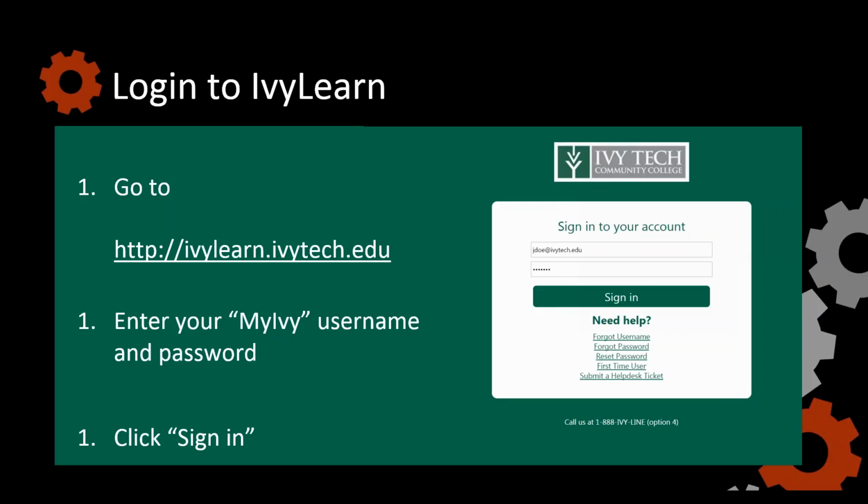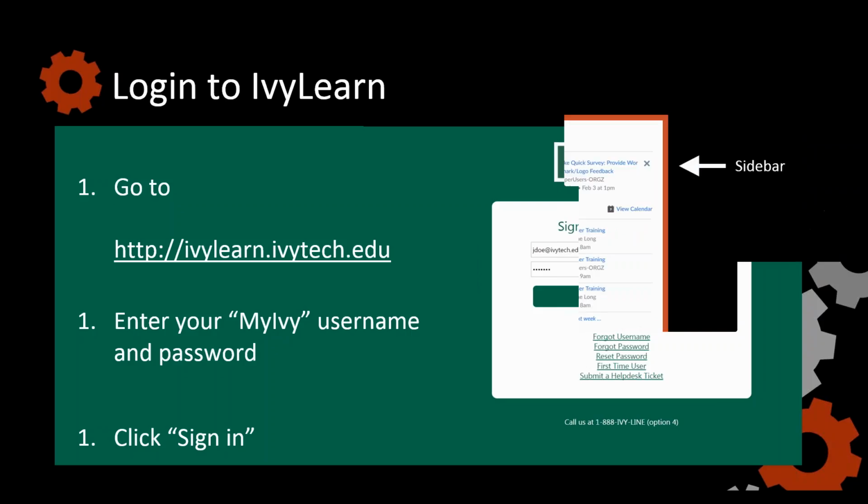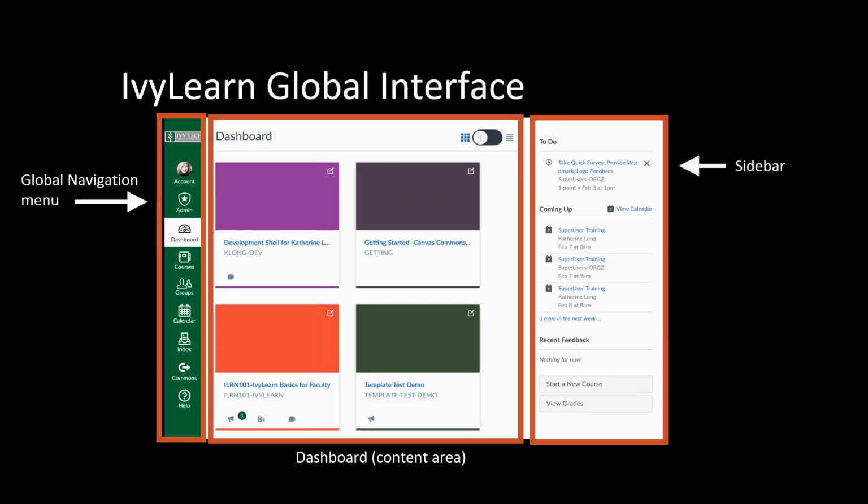By default, the IvyLearn platform opens up to this global interface. And the global interface is broken up into three components. On the left-hand side of the screen, this is called our global navigation menu. And each one of those icons takes you to different content areas within the global navigation menu. By default, IvyLearn opens up to this dashboard page. So the center area is called a content area, and in this example, it's called our dashboard. The dashboard is where we can access our courses quickly and easily, and those little cards are called course cards. So we click on those to enter into a course.